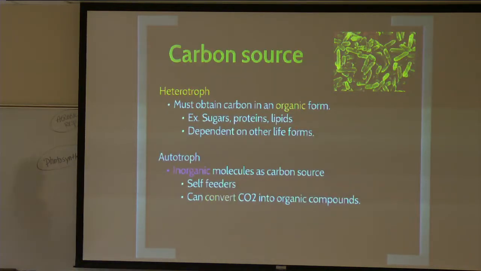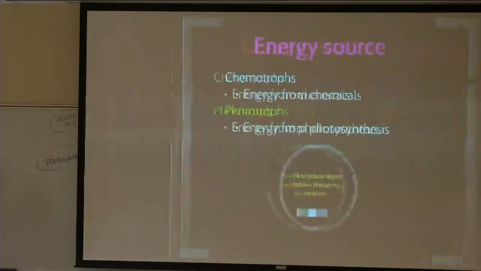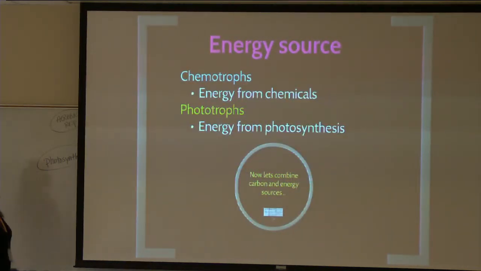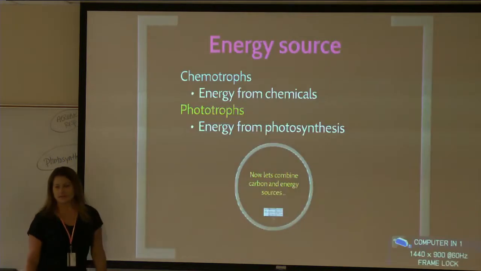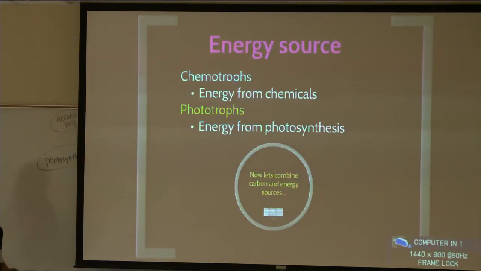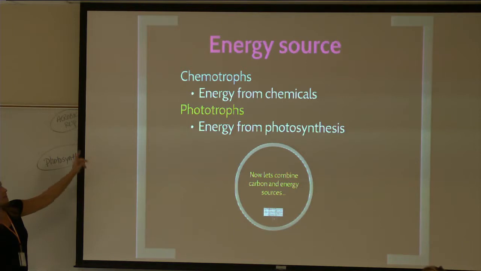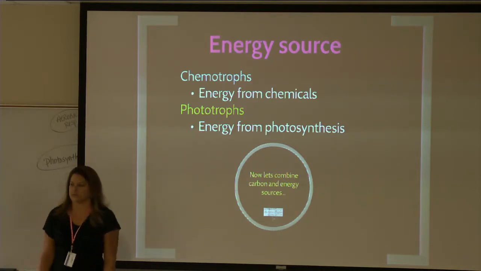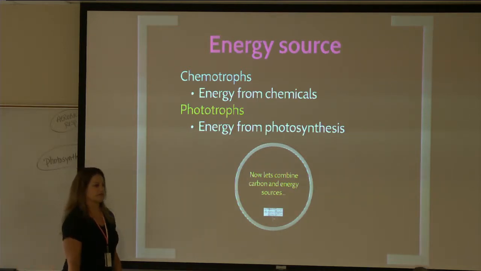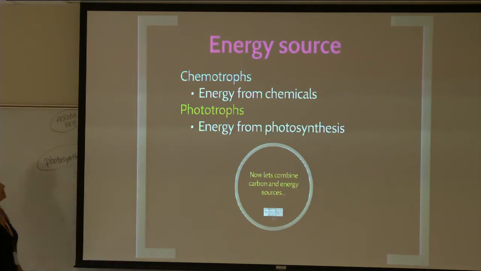Next up, we need to talk about energy source. Two categories for energy source. Energy source can get a little bit confusing, as we'll see coming up. But bottom line, we have chemo versus photo. Chemotrophs, they obtain their energy from chemicals. Not bad. Chemo refers to chemical. All right, what about phototrophs? Photo refers to light, so here you're looking at photosynthesis. So energy is from photosynthesis.